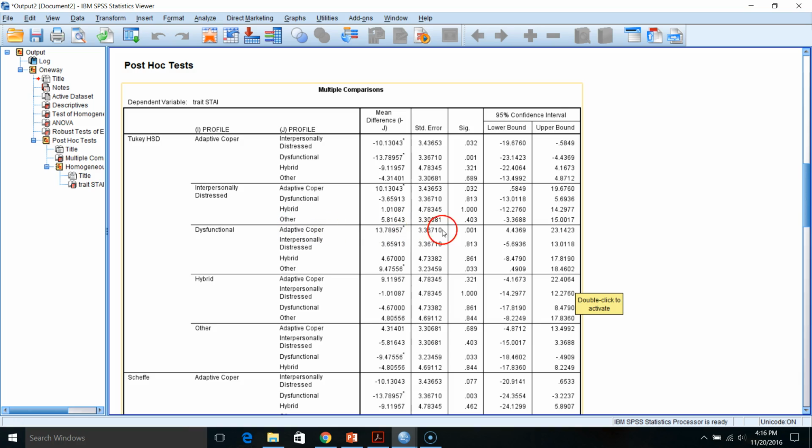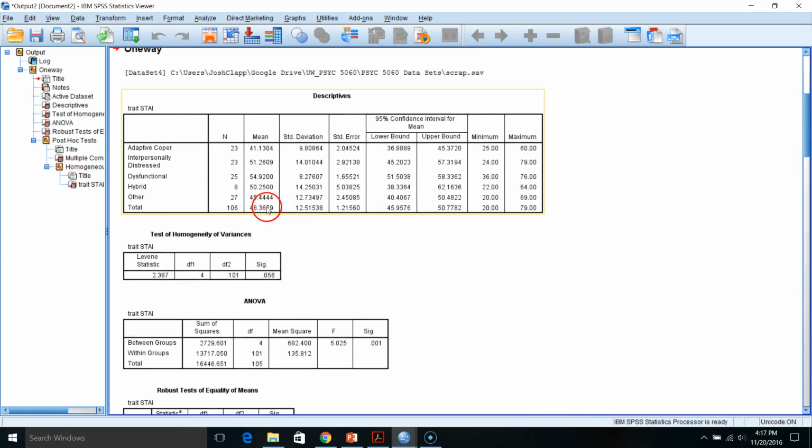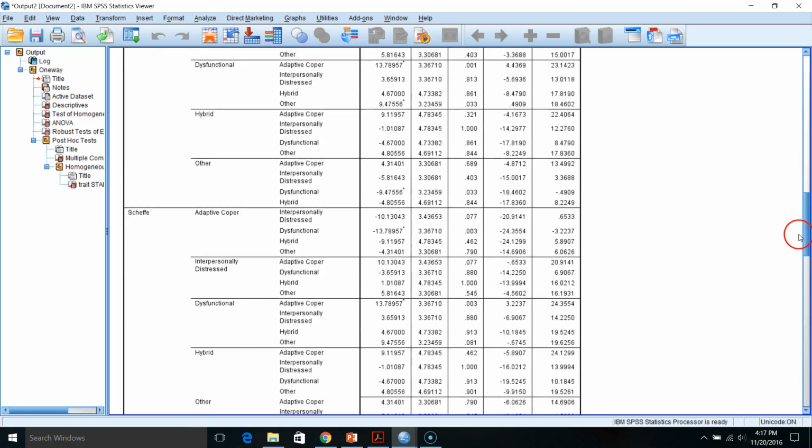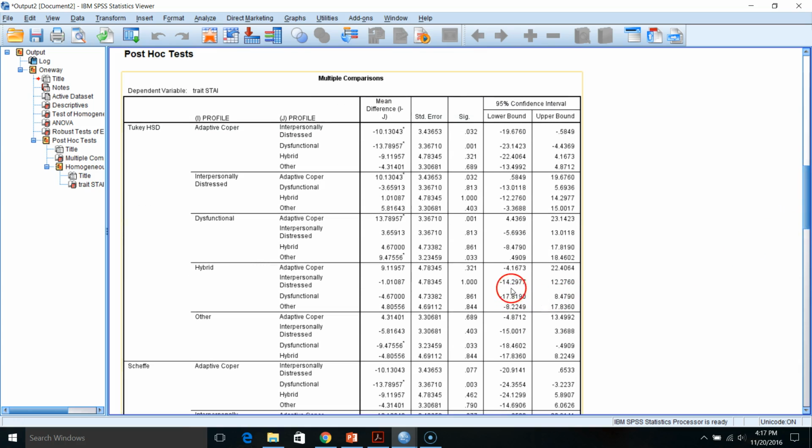Here, our dysfunctional group is different from our adaptive copers, but we already knew that because we got that here. But if we go down the list, we see a difference between our dysfunctional group and our other group. This is one test that hadn't been covered up here. So our other group is scoring lower on trait anxiety than our dysfunctional group. We can go back up here and say dysfunctional has higher levels of trait anxiety than our other group. And if we go down through and take a look, we're not seeing any other differences picked up to this point.